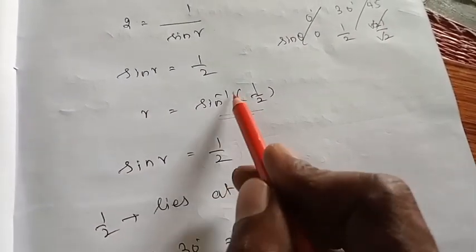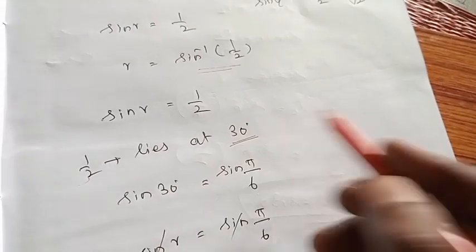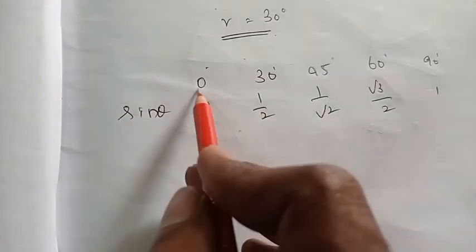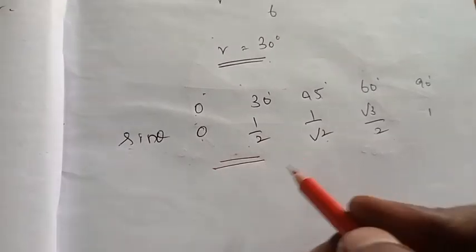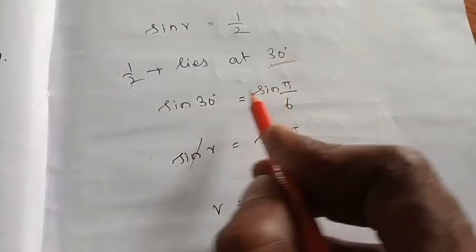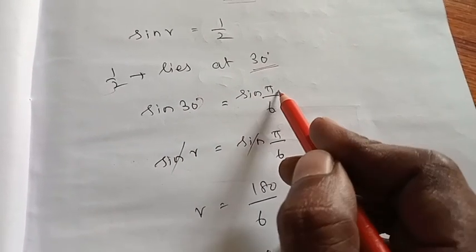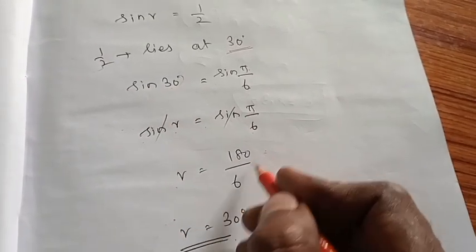So we have to find what sin inverse of 1 by 2 is. Sin R equals 1 by 2. The sine value of 30 degrees is 1 by 2. In mathematics we know sin 0 degrees is 0, sin 30 degrees is 1 by 2, sin 45 degrees is 1 by root 2, sin 60 degrees is root 3 by 2, sin 90 degrees is 1. We need the value 1 by 2, so the angle is 30 degrees. We can write 30 degrees as pi by 6. So sin R equals sin pi by 6, the sines cancel, and R is equal to 30 degrees.